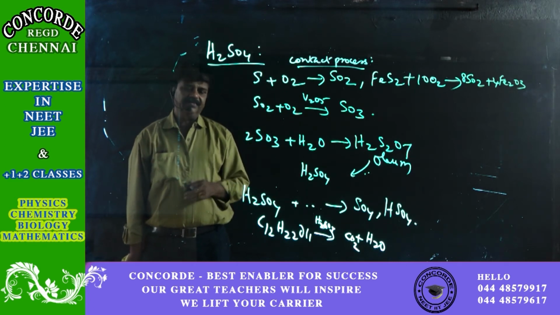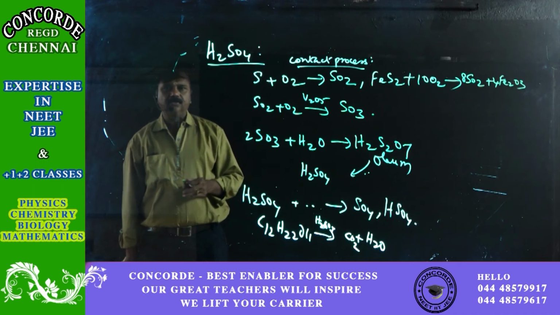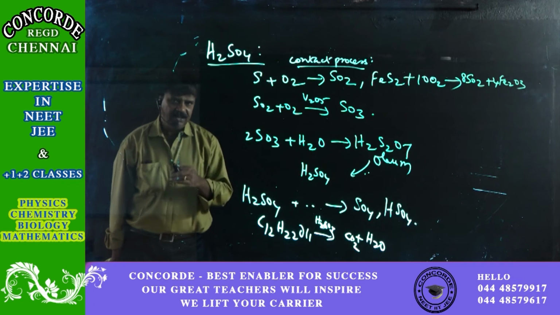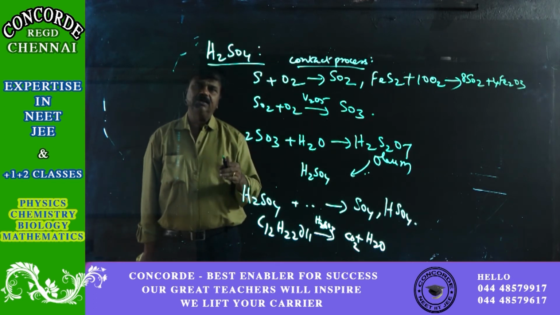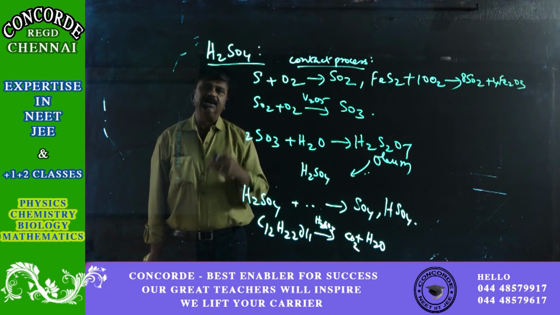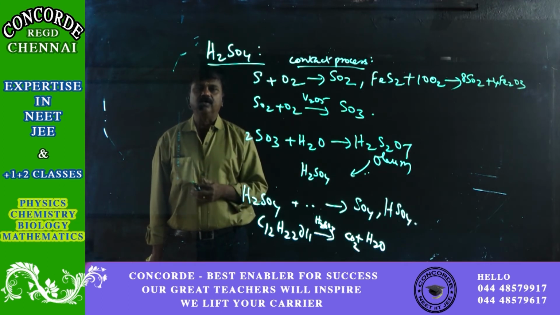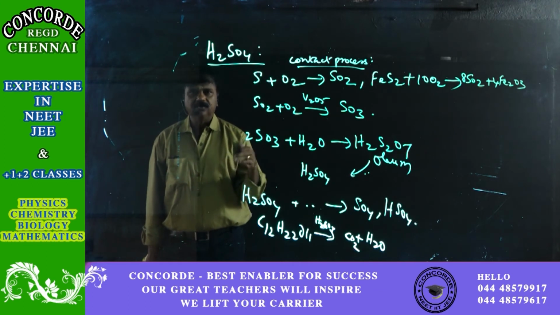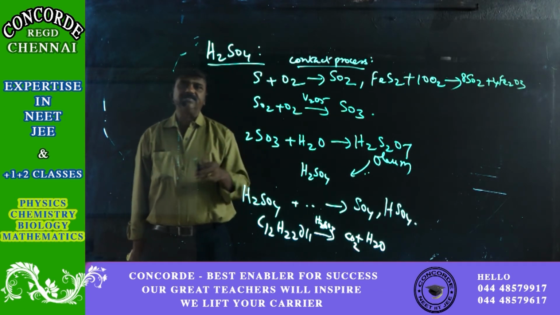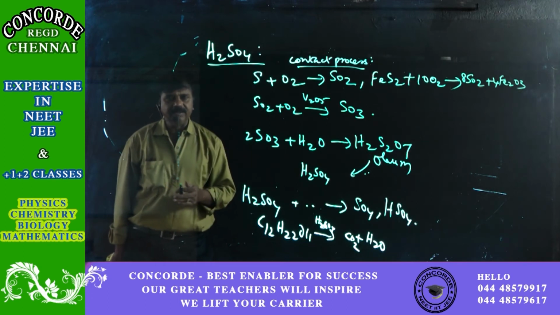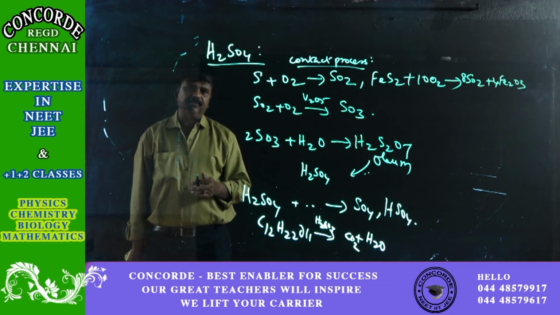Okay, and this H2SO4, I told you, is a very important chemical industrially. So the industrial advancement of any country depends on the quantity of sulfuric acid used by it. Okay, the more the sulfuric acid usage, the more industrially advanced is the country. And of course, the process of making sulfuric acid is also a very complicated process.